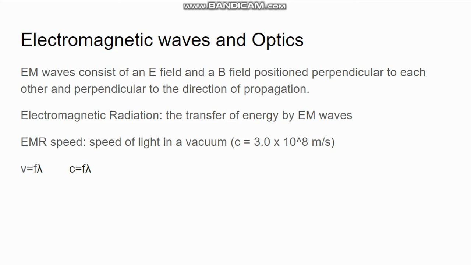Electromagnetic waves consist of an electric field and a magnetic field positioned perpendicular to each other and perpendicular to the direction of propagation. Electromagnetic radiation is the transfer of energy by those waves, and the speed of that is the speed of light in a vacuum, which is 3.0 times 10 to the 8th meters per second, and that is equal to the frequency of the wave times the wavelength.